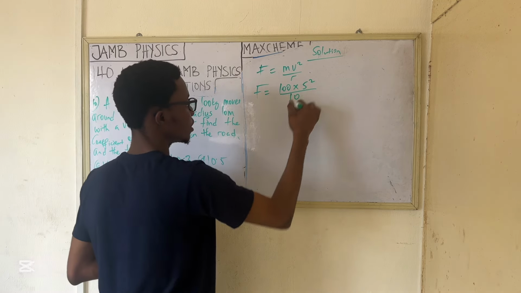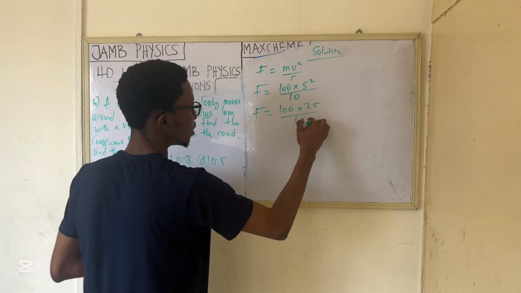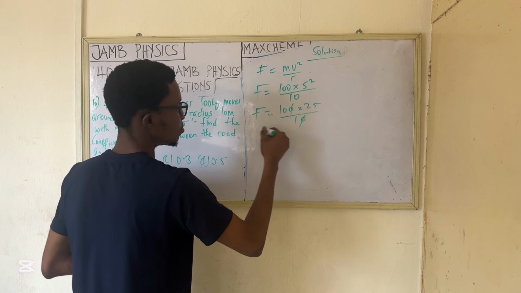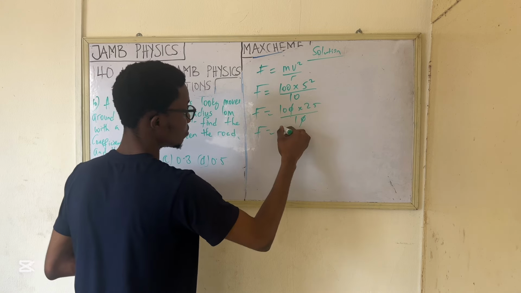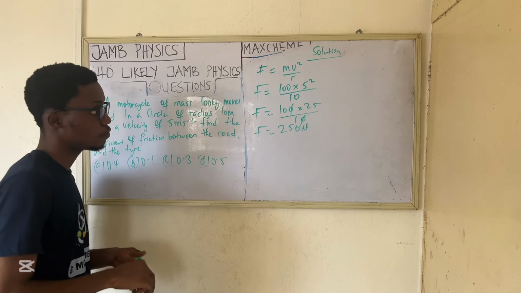So 10 meters. So we have F equals what? 100 times 25 over 10. The 0 cancels the 0. So we have F equals 10 times 25, which is 250 Newton. That is the centripetal force.